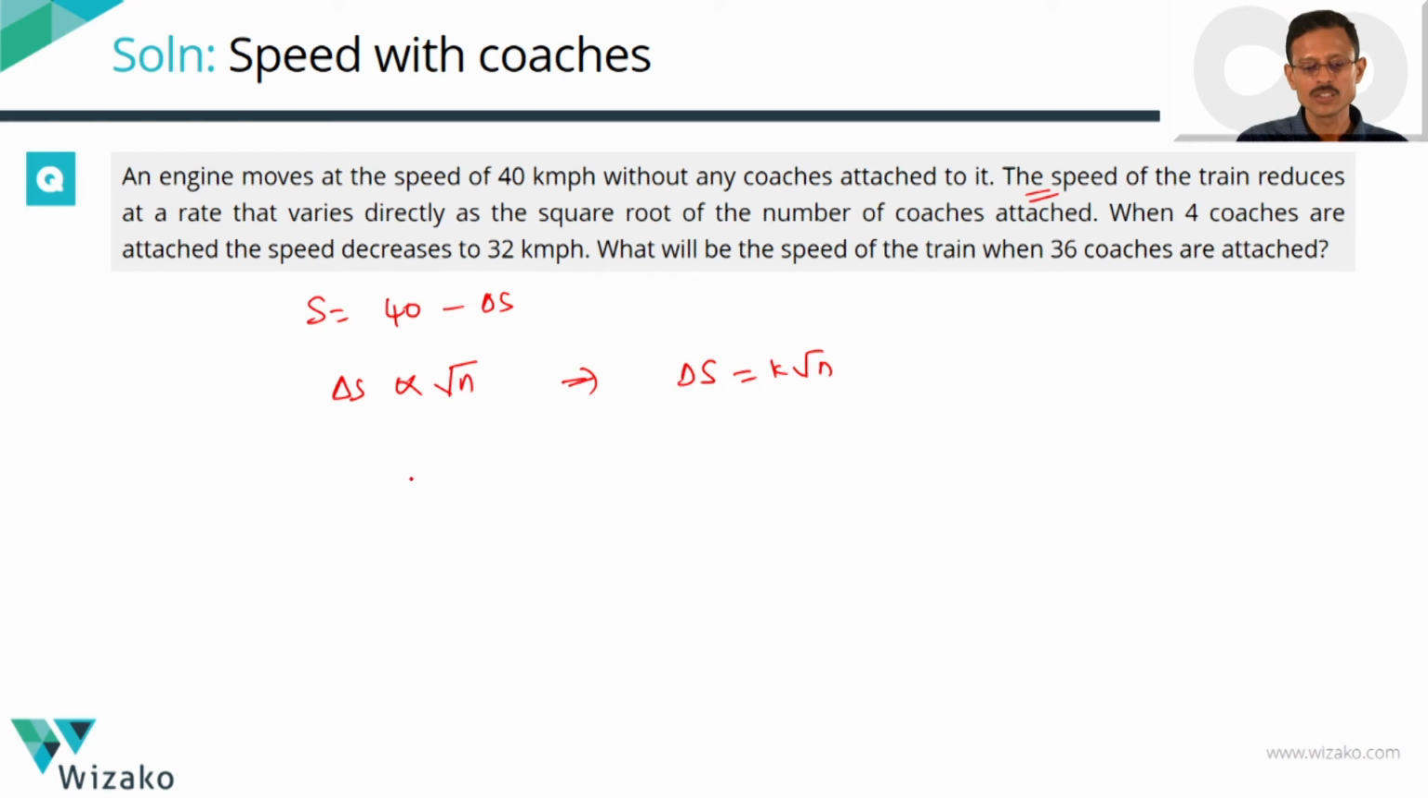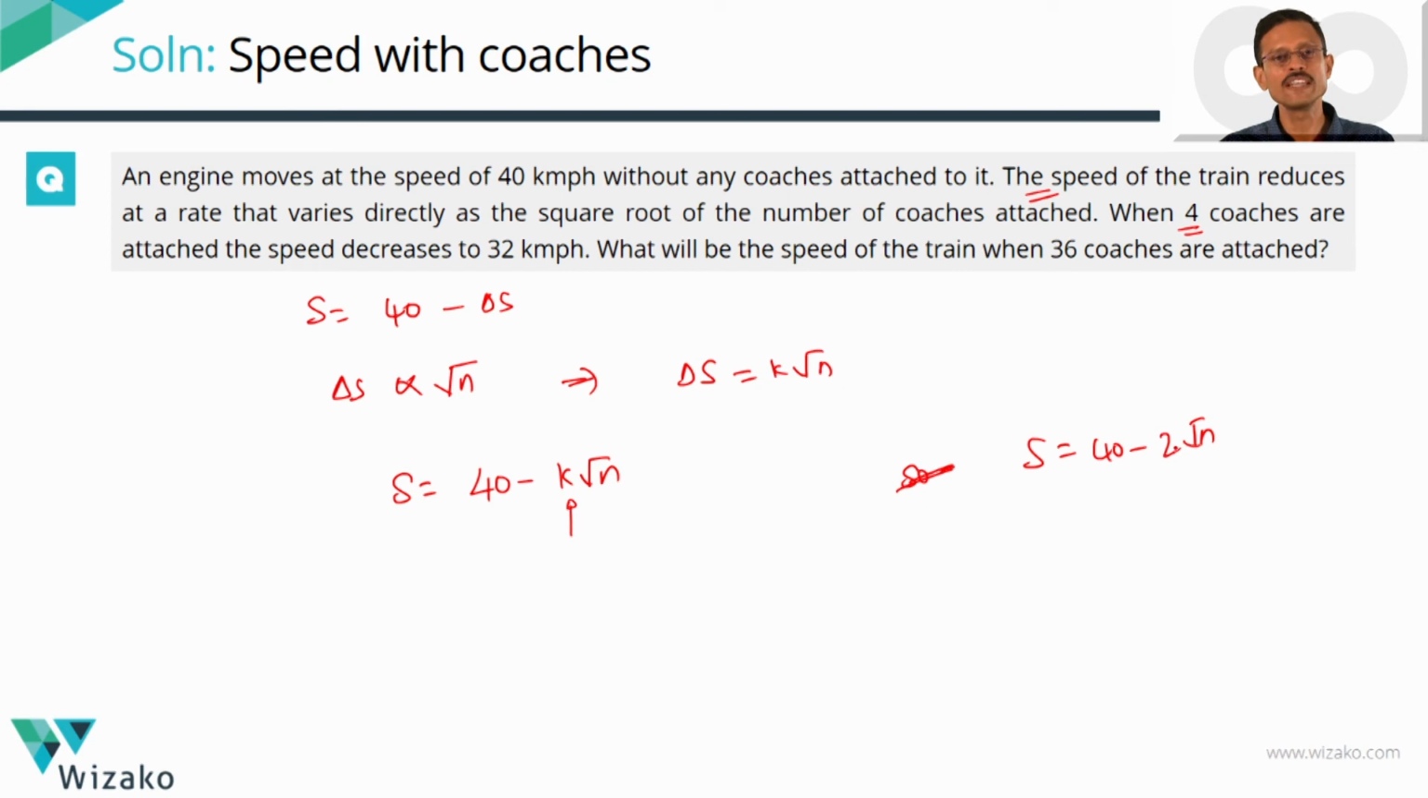Now let's plug this in here. So the speed is going to be equal to 40 minus k root n. So this is the equation that we want. If we can find out the value of k using this instance that's given, then we'll have one equation. Let's say k is equal to 2 for a moment. This is not the correct answer, but let's just assume for a moment, S is equal to 40 minus 2 root n. If someone gave us a number of coaches, we can find the speed. If someone told us the speed, we can find out how many coaches are attached. So the objective first is to find out the value of k using this information.